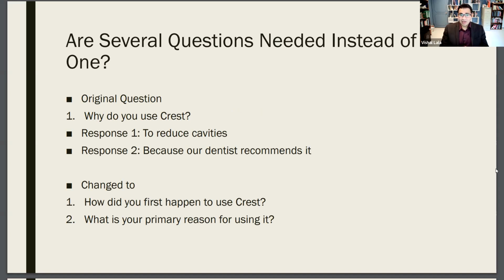On the other hand, there are times when you might have to ask more than one question. One may not be enough. For instance, why do you use CREST? Now, somebody might say to reduce cavities, and somebody else might respond because our dentist recommends it. Right? So really, you can break the question down into two parts. Instead of why did you use CREST, ask how did you first happen to use CREST, and what is your primary reason for using it? One gets at how you adopted the product, or what drove you to adopt the product, and the second is why you are continuing to use it.